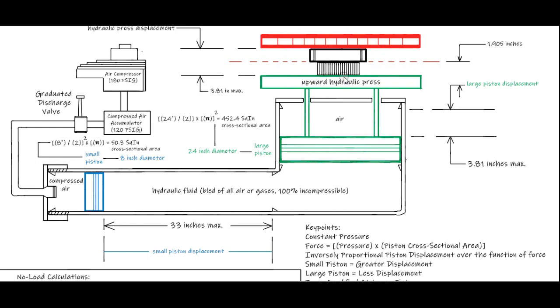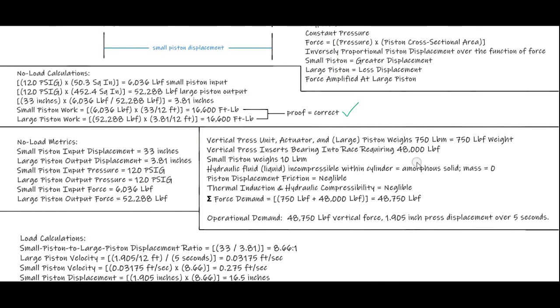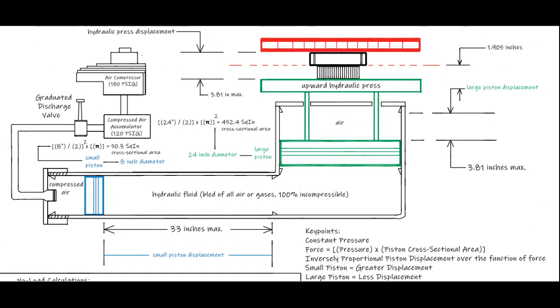Okay, so we need to actuate this press 1.905 inches, which is the distance the bearing must move in order to insert into the bearing race to complete the duty cycle on the assembly. But this displacement must occur over a 5-second time period, not less and not more. This has been predetermined based on the assembly design.